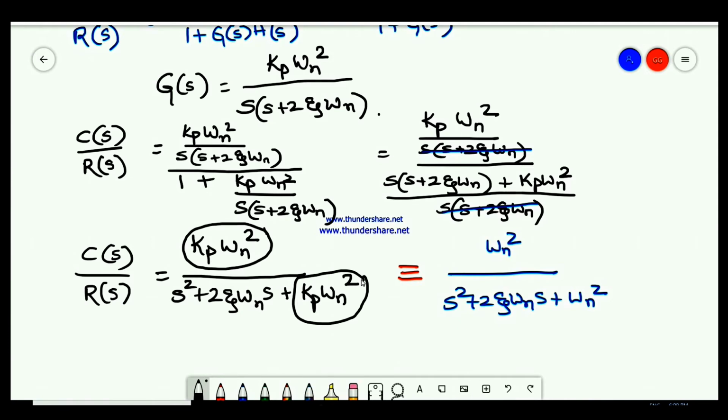Therefore, whichever time specifications are dependent on this omega n, they all get reduced so that the system works faster. The response of the system would be obtained much faster. That is the benefit of the proportional controller here.